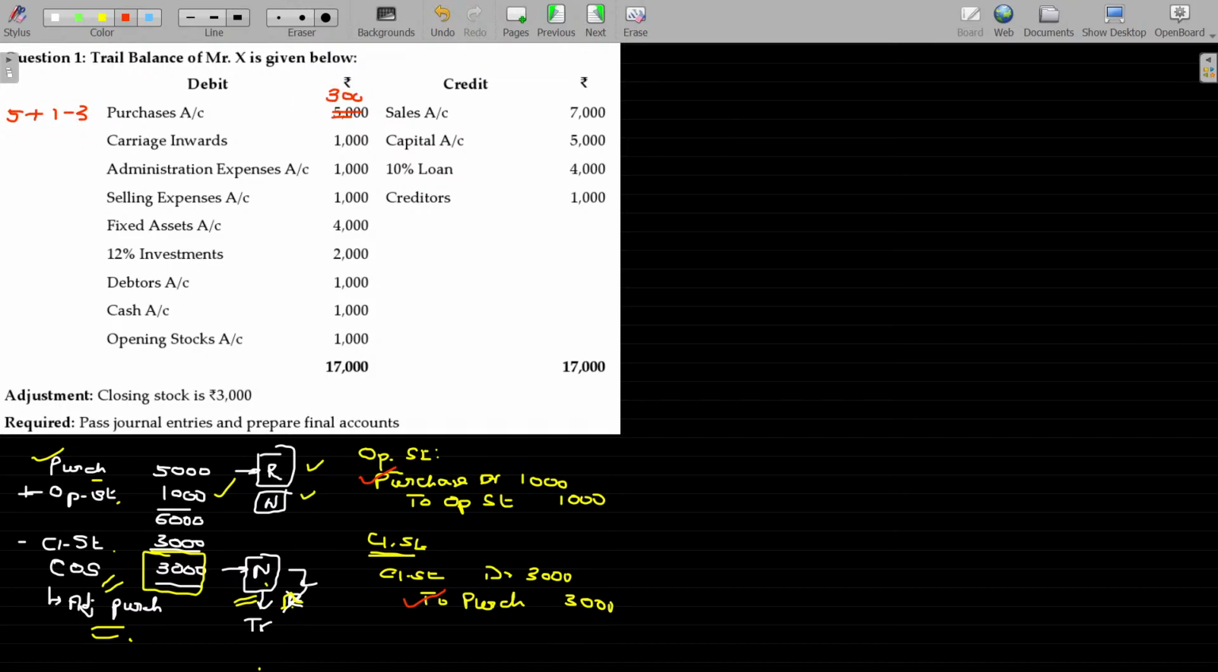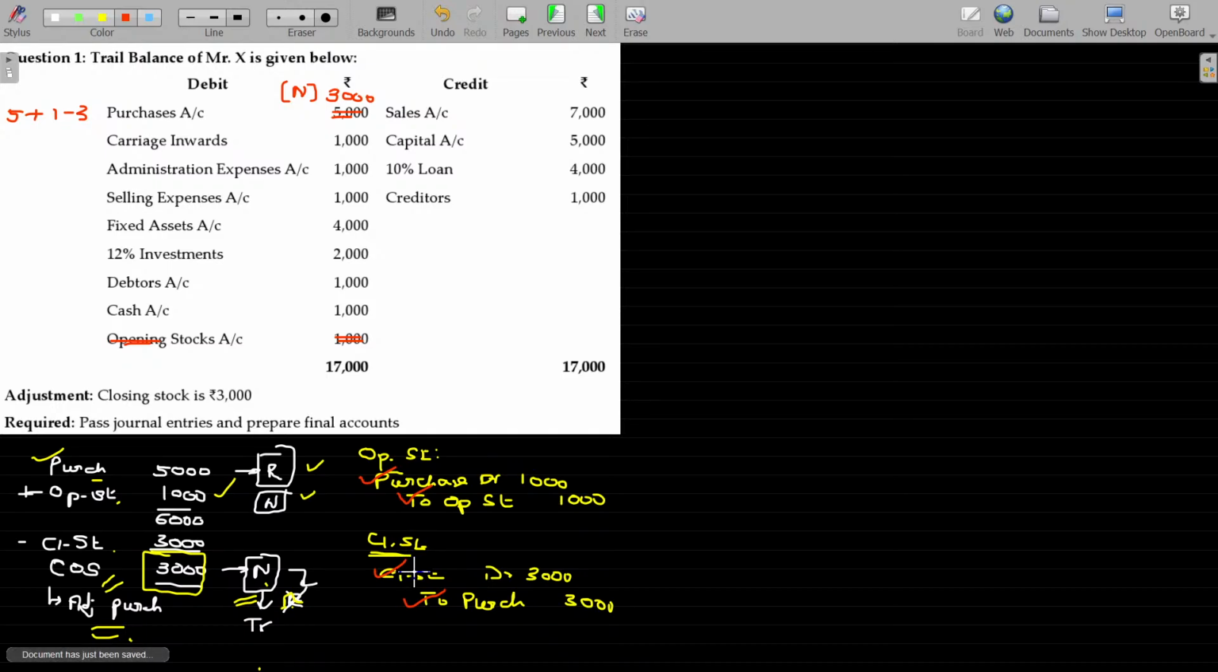adjusted purchases being 3,000, this adjusted purchases should always be what type of account? Nominal account. Then opening stock 1,000 we have, opening stock debit side 1,000, here credit side 1,000. If you add these two, what will be the answer in opening stock? 1,000 rupees debit and 1,000 rupees credit. If you add, what happens? Opening stock will disappear. And then closing stock, a new debit balance comes. Where will it come? It will come in the debit side of the trial balance.